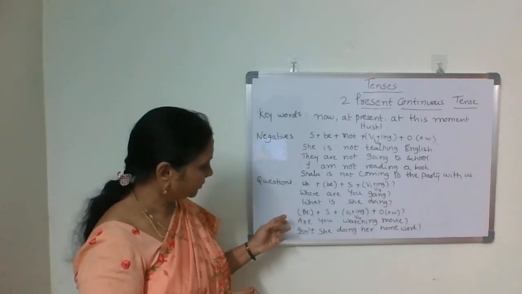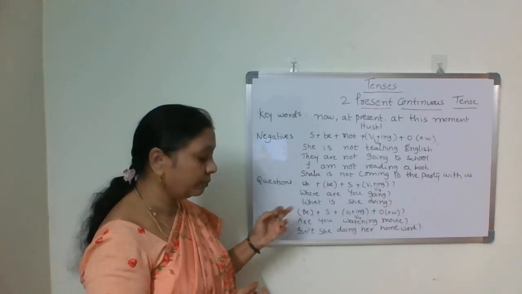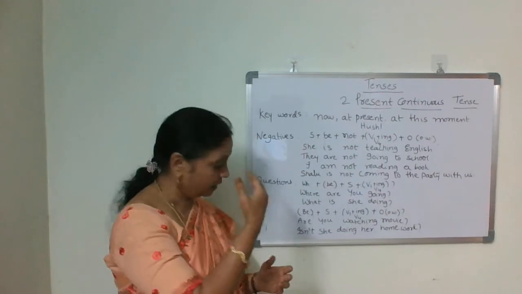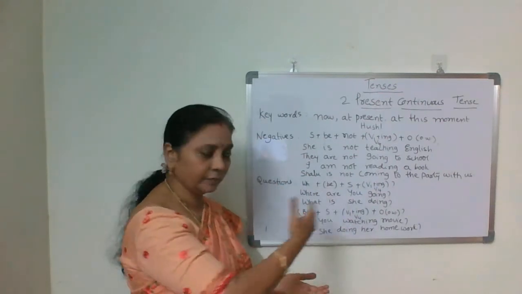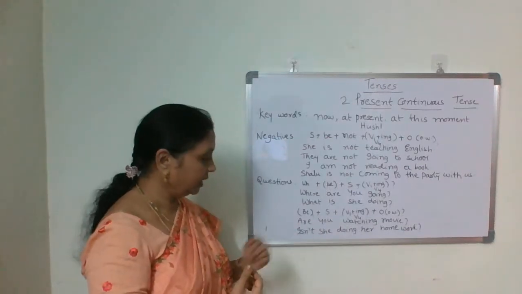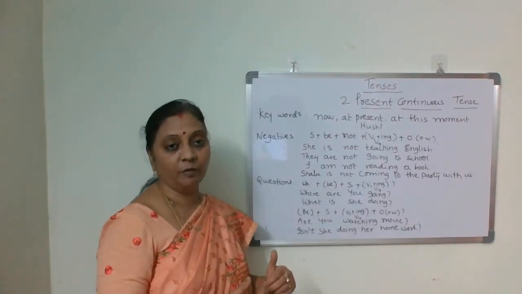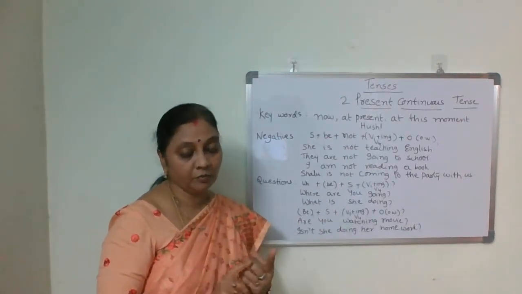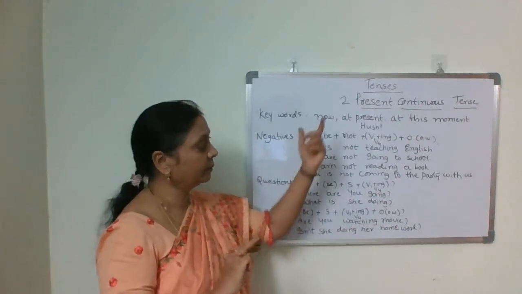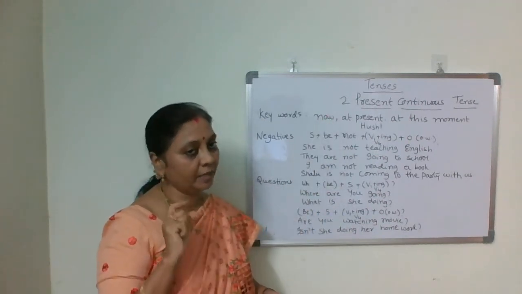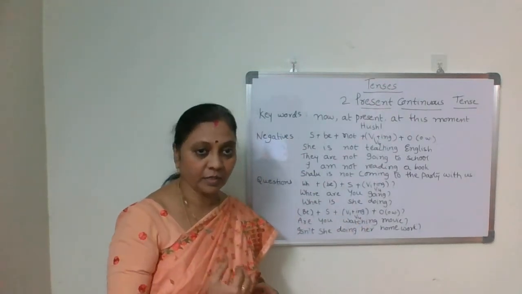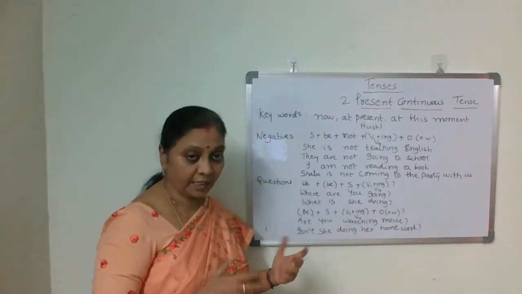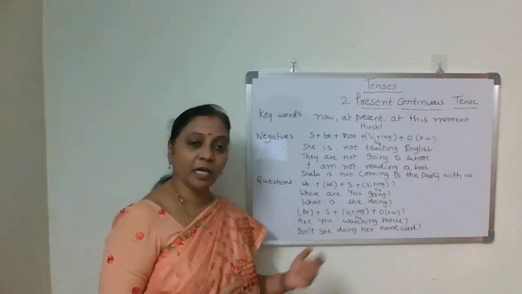Then B, yes/no questions. B form plus subject plus V1 plus ing form, then any other words. Then here, beginning itself, B forms. What are the B forms? Again, don't forget, B forms in present tense means only three: am, is and are. Are you watching movie? Isn't negatives also. Isn't she doing her homework?